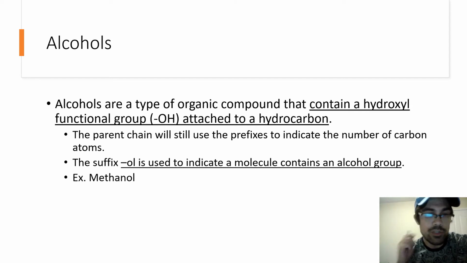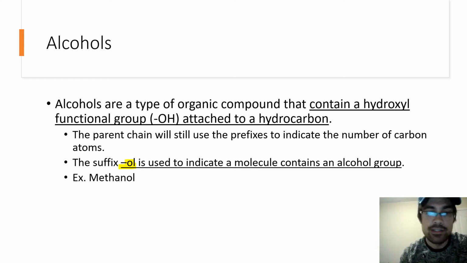Now we're still going to use the parent chain and the same prefixes that indicate the number of carbons. So for example, methane, propane, pentane, octane, things like that. That will still be the base, but then what will be different in terms of naming is the suffix. The suffix for an alcohol is going to be -ol, and that indicates that the molecule contains an alcohol group, or sometimes also called a hydroxyl.